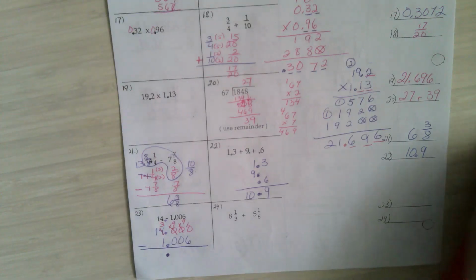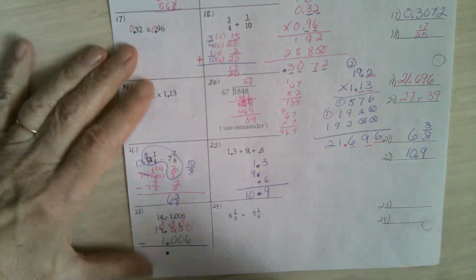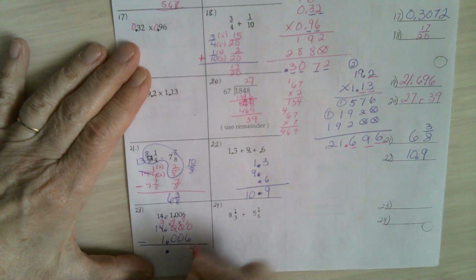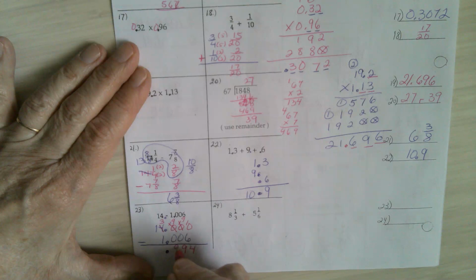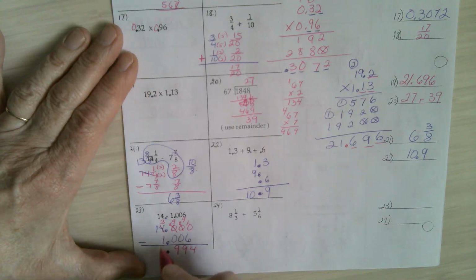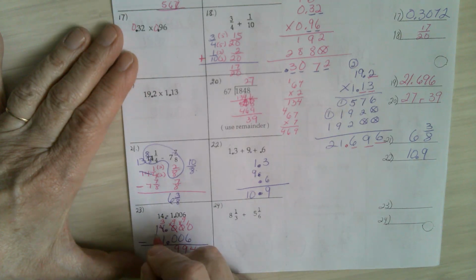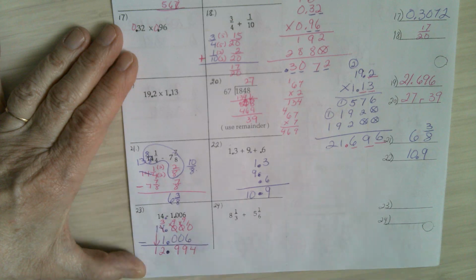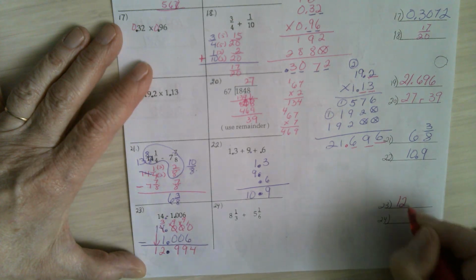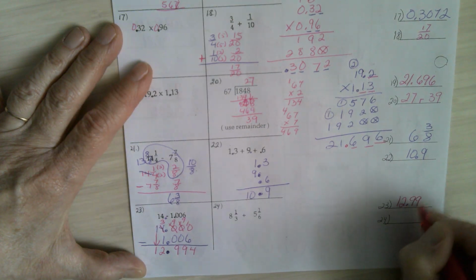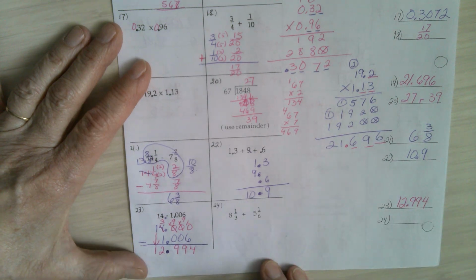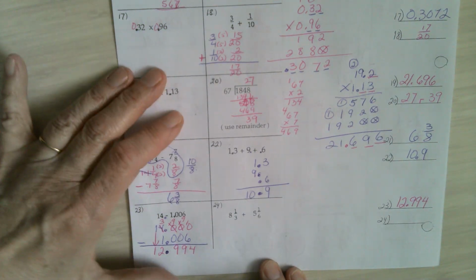All right. So we're going to finish it. 10 minus 6 is 4. 9 minus 0 is 9. 9 minus 0 is 9. 3 minus 1 is 2. And don't forget to bring that 1 down. 12 and 994 thousandths.